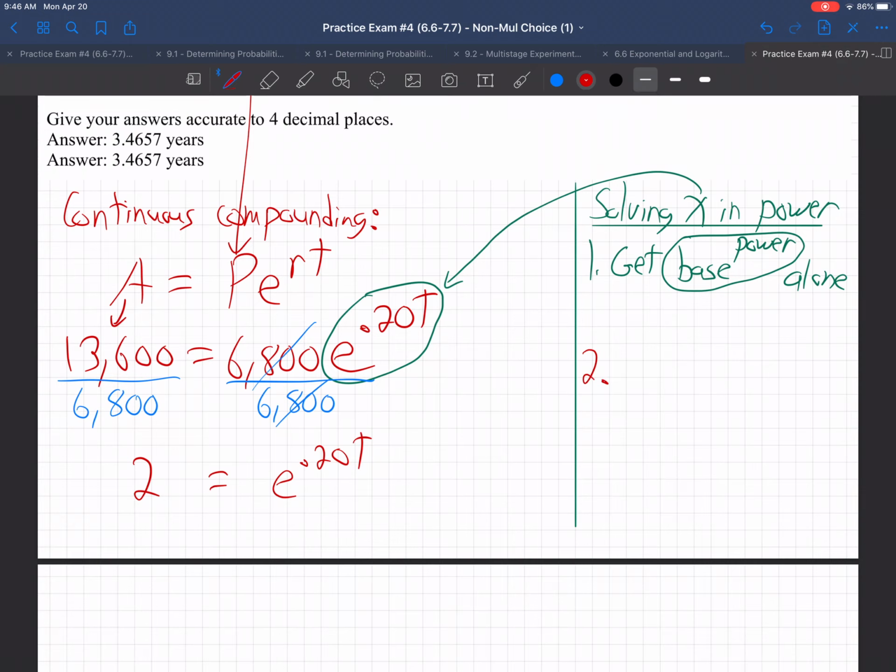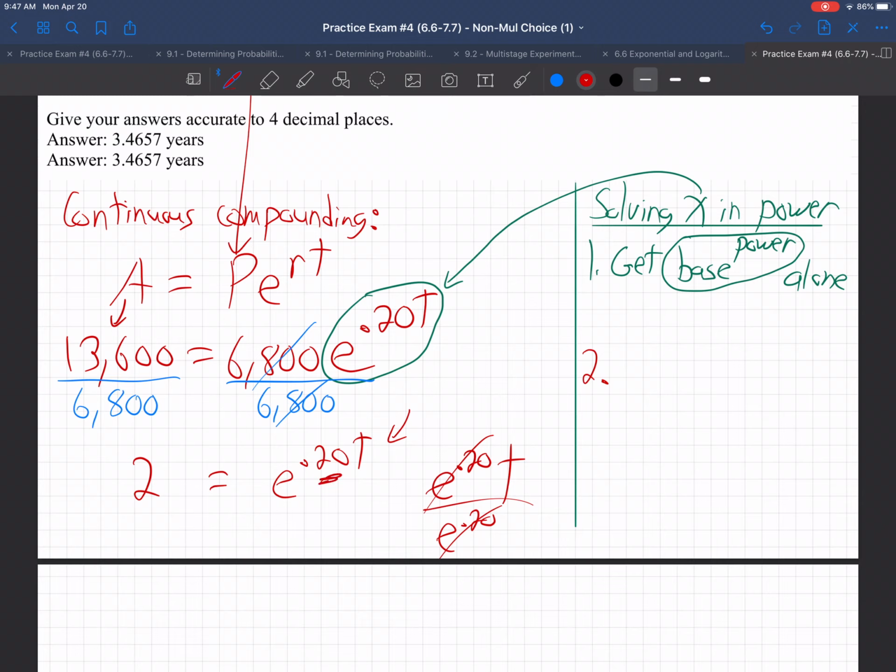Step 2, how are we going to get that T, the T that's up here, out of the power zone? We can't divide by the E to the 0.20 or something. You think, yeah, that might work. No. The E to the 0.20 is not multiplied by T, right? If it was E to the 0.20 times T and T was down on the base level, then yeah, you would just divide by the E to the 0.20 and boom, T would be alone. But T's not down there in the base level. He's up in the power.